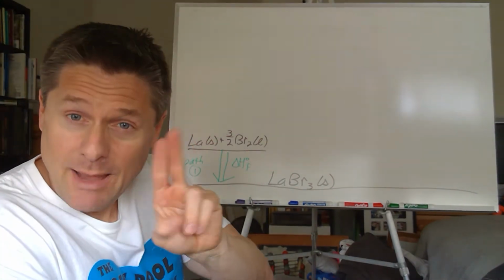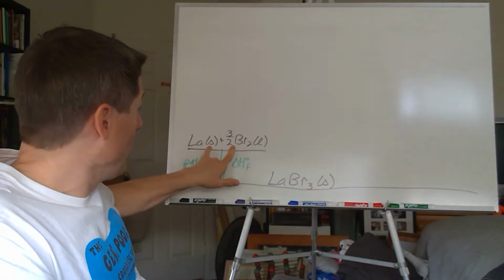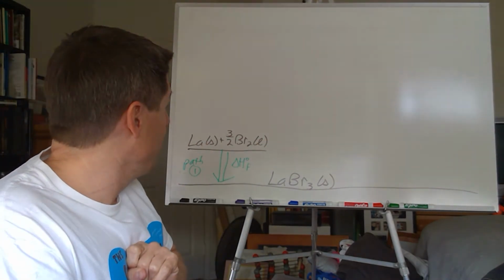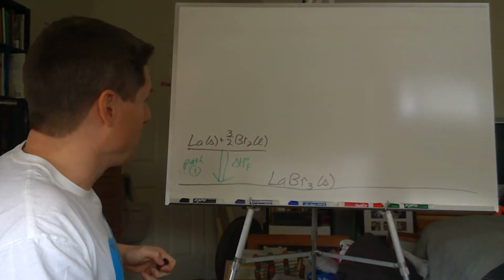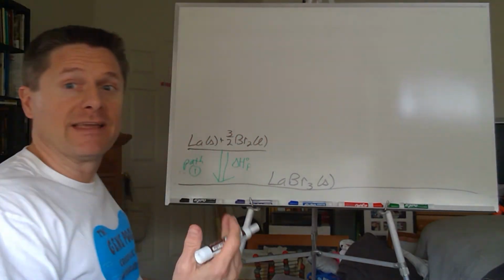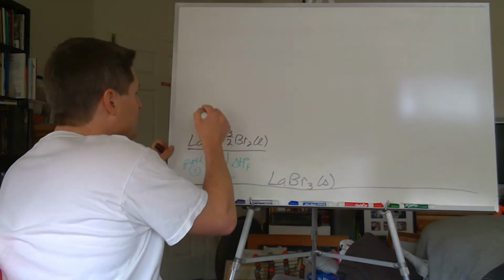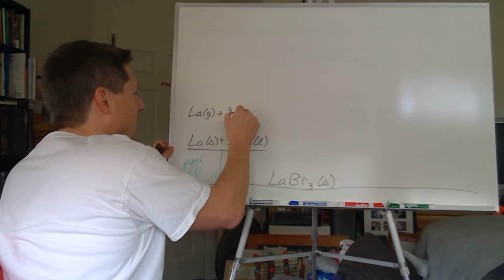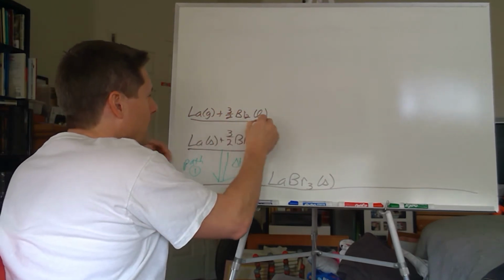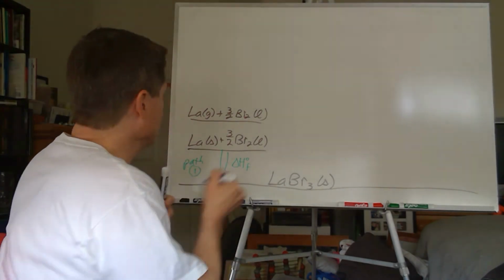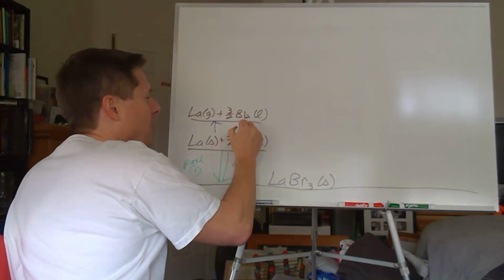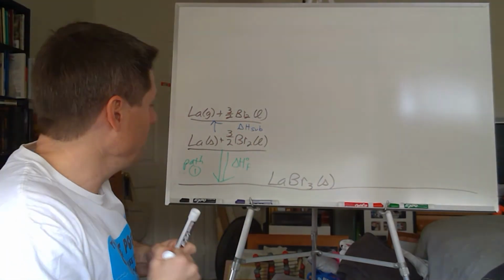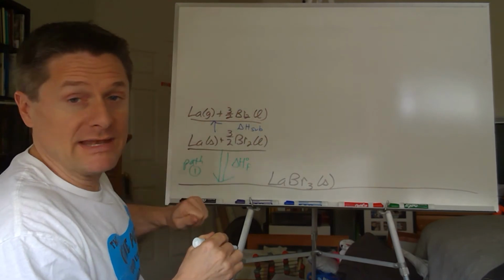But let's focus. Step 1, get the elements into the gas phase. Well, that's a solid, that's a liquid, so we're going to need to sublime the lanthanum and vaporize or boil, in this case, the bromine, get it from the liquid to the gas, so molar heat of vaporization. Let's do the metal first. We're going to get lanthanum into the gas phase, plus 3/2 bromine liquid. That requires energy, right? So that's going to go up, and that'll be the molar heat of sublimation for lanthanum.